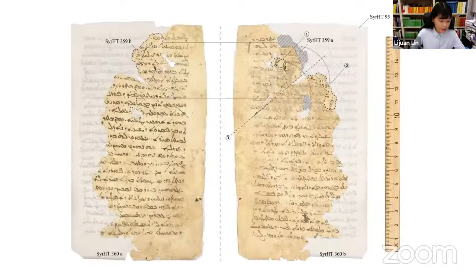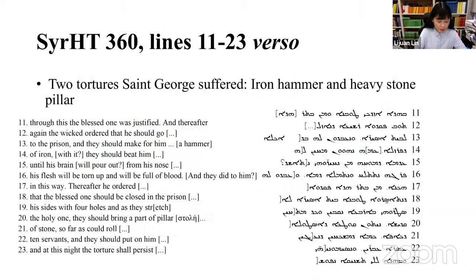So let us return to our topic, and I shall demonstrate how the Turfan Syriac fragments contain more elements of the original Greek text than the transmitted one. My first example is a passage contained in the Syriac fragment 360, lines 11 to 23 on the verso side. In this passage, two tortures St. George suffered are mentioned, namely an iron hammer and a heavy stone pillar. On the fragment, it is written thus.